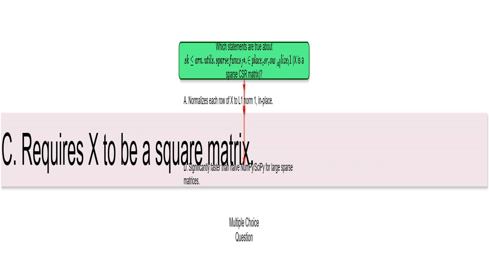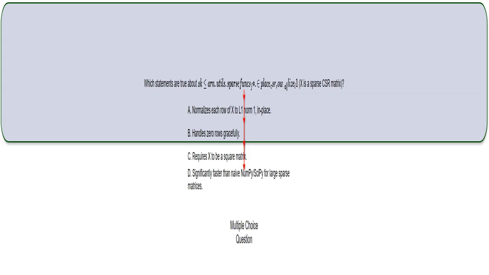This is a multiple-choice question, focusing on testing your knowledge of the sklearn.utils.sparsefuncs_fast library's inplace_csr_row_normalize_l1 function. It's designed to assess how well you understand its functionality and the benefits it offers when working with sparse matrices. This line poses the core question.